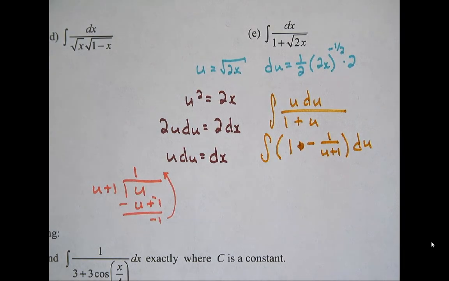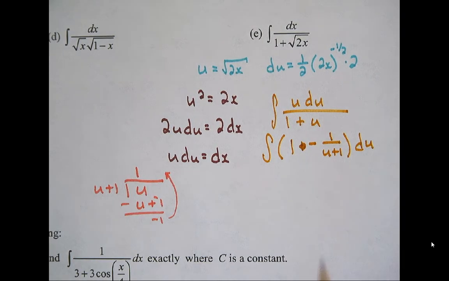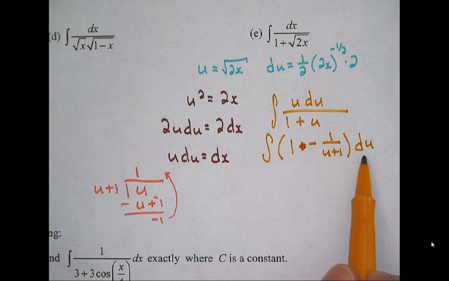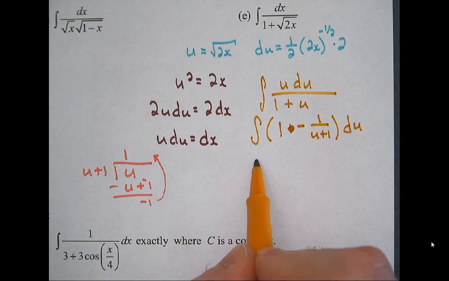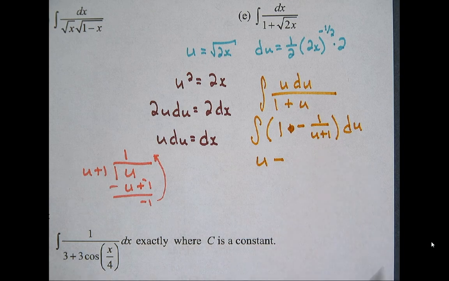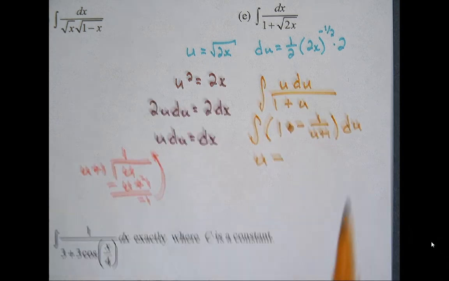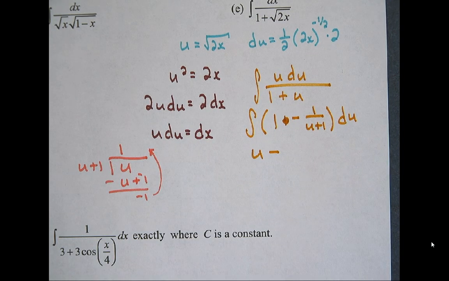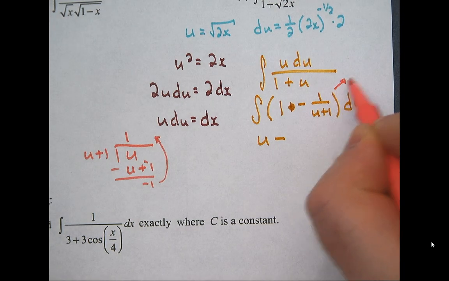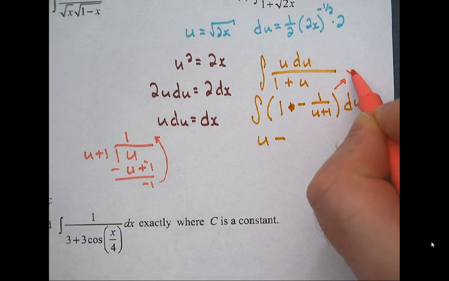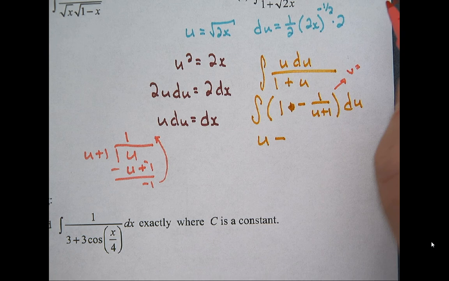Which is something that I can now integrate. So I can integrate 1. I'm doing it according to u. So the integral of 1 according to u is u minus, this is a u du problem. That's a simple one because u, actually we could call it even v or something like that.